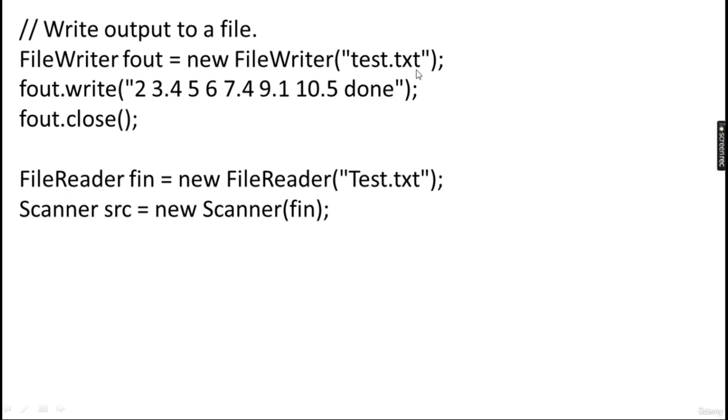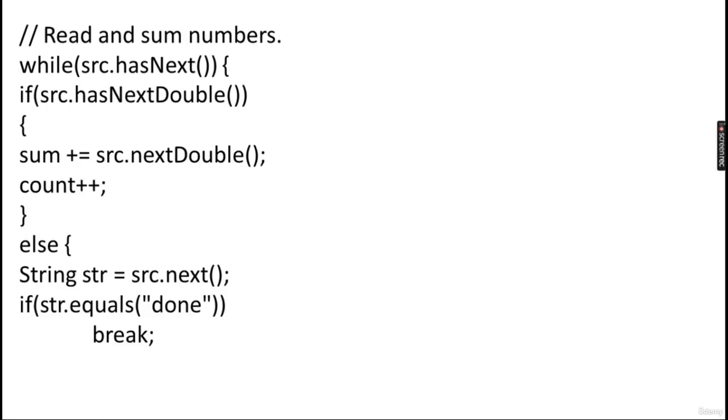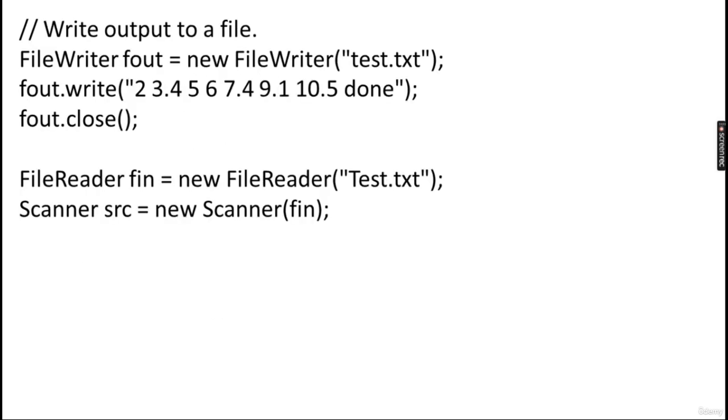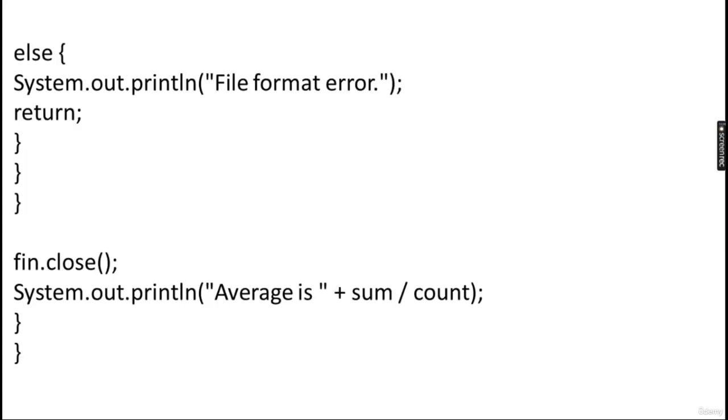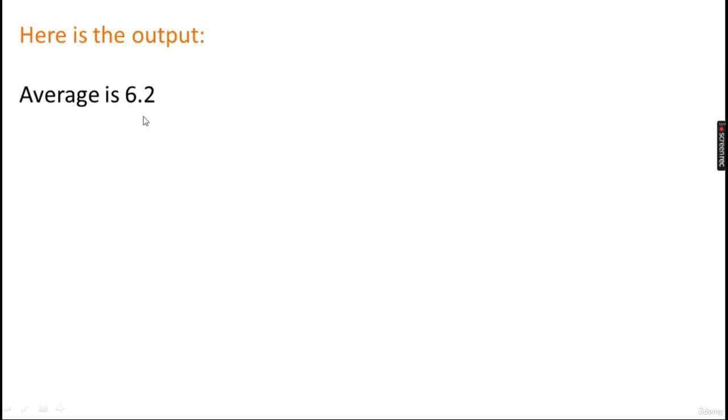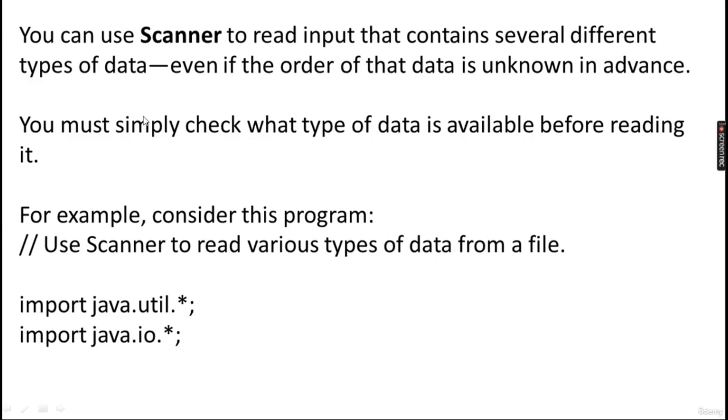Numbers are written to the file. Then again a FileReader reads from the file text.txt. Scanner, new Scanner. Unless and until it has a next value, any value can be taken. The general rule is there: nextDouble is taken as a double, added to the sum, and the count is incremented. Else, if it is not convertible to double, then it is taken as a string, and if it is done, break from the loop; otherwise file format error, and the average is computed. Output is the same, 6.2. You can use scanners to read input that contains several different types of data.